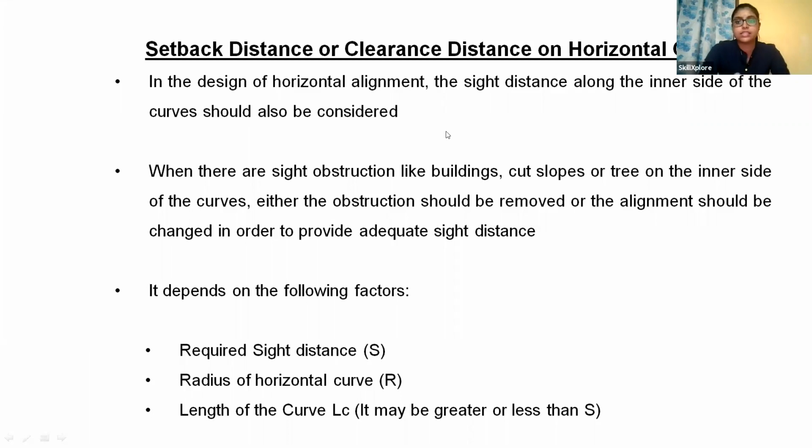Next we'll see what is setback distance or clearance distance on horizontal curves. In the design of horizontal alignment, the side distance along the inner side of the curve should also be considered. As we have already mentioned, side distance is important. So when there is an obstruction like buildings, cut slopes or trees on the inner side of the curves, either the obstruction should be removed or the alignment should be changed in order to provide adequate side distance. So here also the key is side distance. To provide adequate side distance, some changes should be given in the alignment. That is actually known as the setback distance or clearance distance.